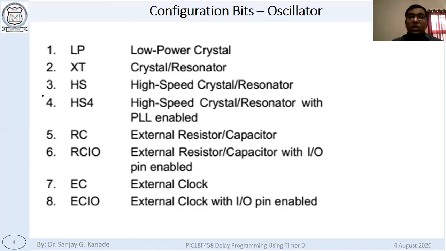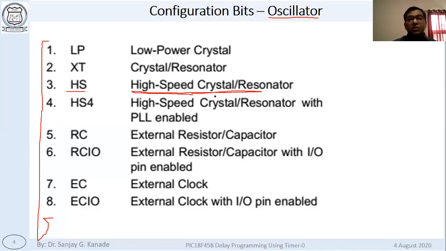because we have to write this in our program. These are the oscillator configuration, right? So whatever oscillator we have connected to the hardware, based on that we have to select this bit. Okay. In our case, in our hardware that we have in our labs, we are connecting a high speed crystal oscillator. High speed crystal oscillator means the quartz crystal that we connect. And in our particular case, we have a 20 megahertz crystal connected to our microcontroller.